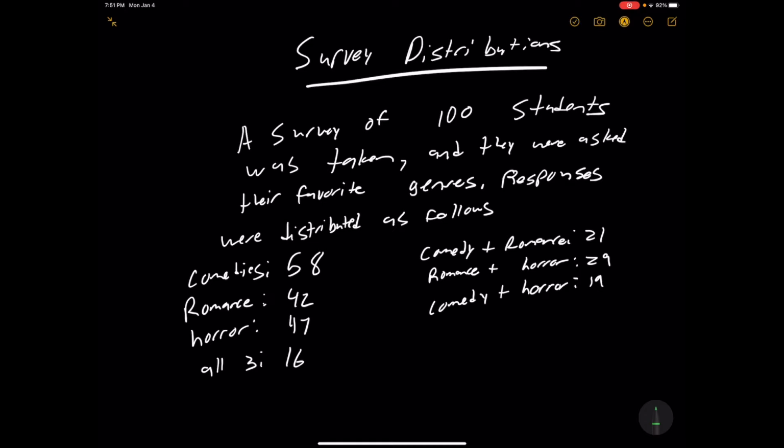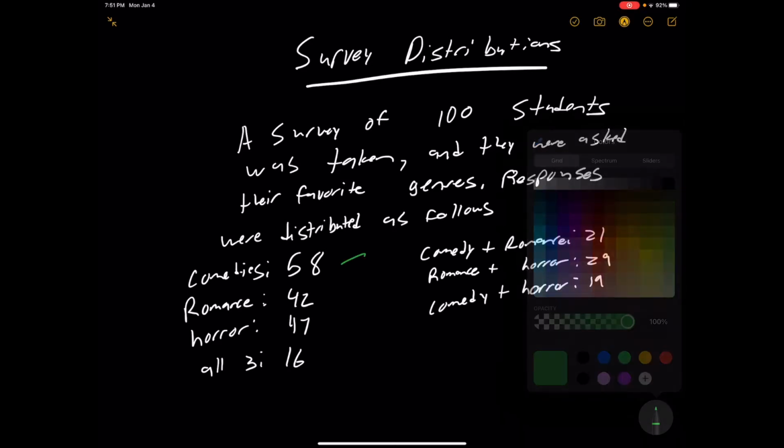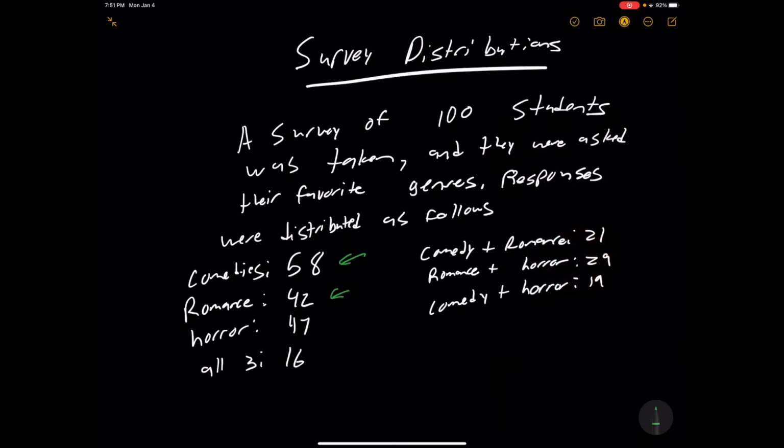And the question on the screen, it says a survey of 100 students was taken and they were asked their favorite genres. Responses were distributed in the following way. 58 people liked comedies, 42 liked romance, 47 liked horror, 16 liked all three, 21 liked comedy and romance, 29 liked romance and horror, and 19 liked comedy and horror.